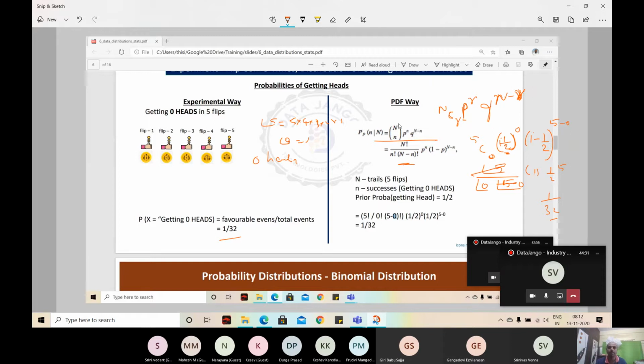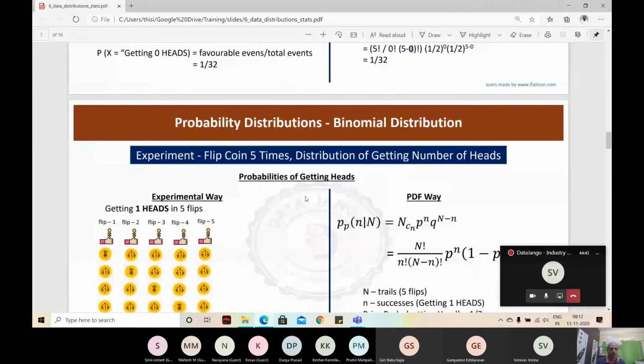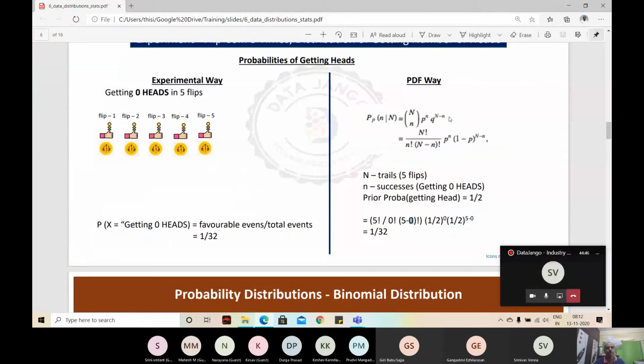This is the binomial distribution formula. When data is binomially distributed, you can use this formula. What is binomially distributed? I'll show you in a moment. So instead of calculating manually, we are using a formula to calculate probability. That formula is called the probability density function.